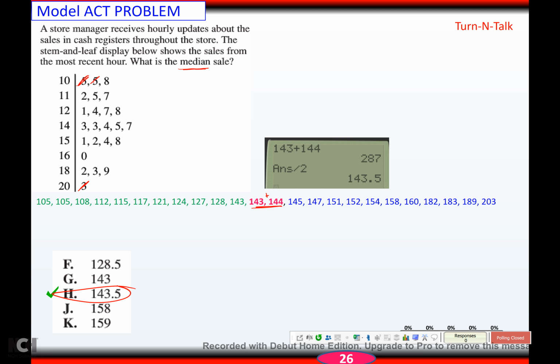Smallest, biggest, smallest, biggest. I got 144 and 145. I don't know what I'm messing up here. 105, 105, 108, 112, 15, 17, 21, 24, 27, 28, 43, 43, 44, 45, 51, 52, 54, 58, 60, 82, 83, 89, 86.